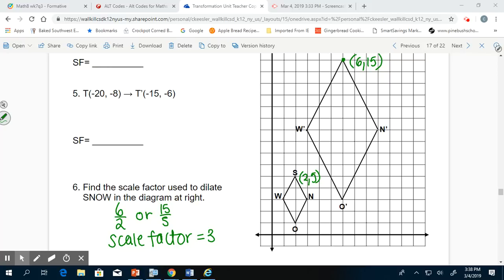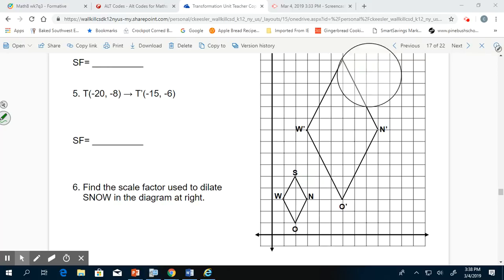So you're on your own with the back half of the notes. I'll be around to help you out.